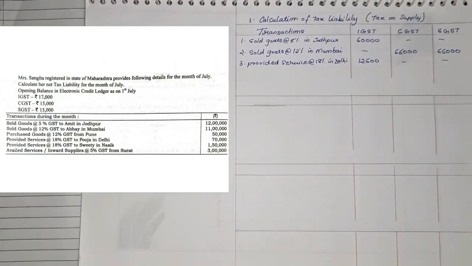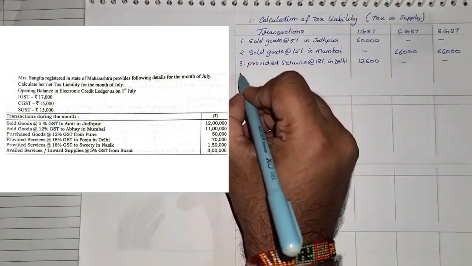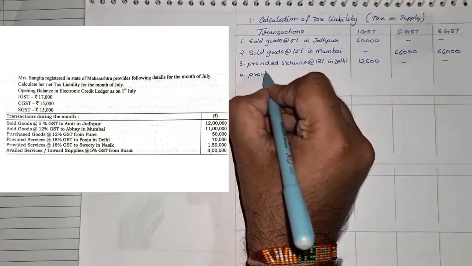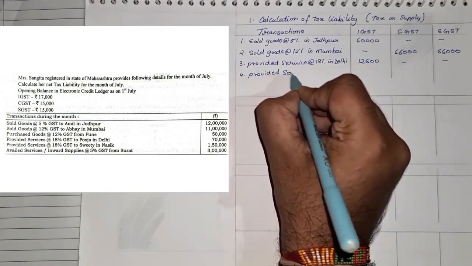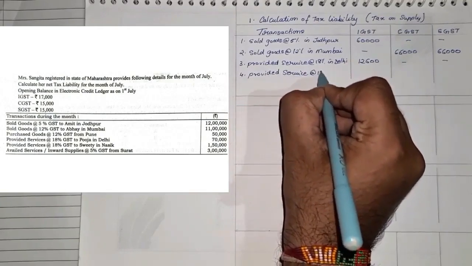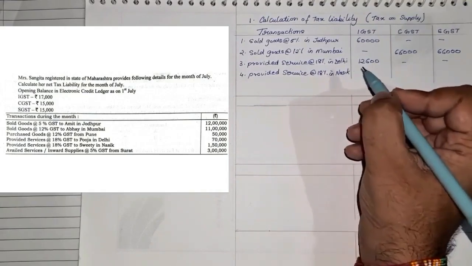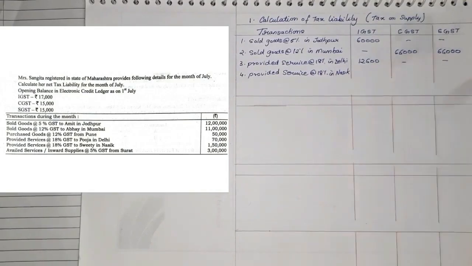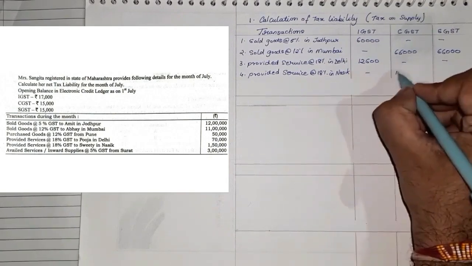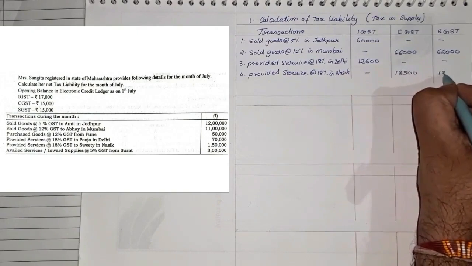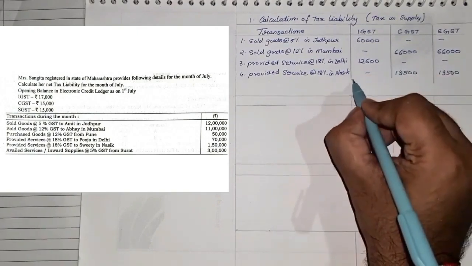And next, provided service at 18% in Nasik. So fourth one, again we have provided services at 18% in Nasik. Nasik, Maharashtra, same state, so whatever will be the tax will be divided. So 1,50,000 into 18%, that's the total value. So we'll have to take half of that, 9%, so that will become 13,500. So 13,500 will go in CGST, the remaining 13,500 will go in SGST.